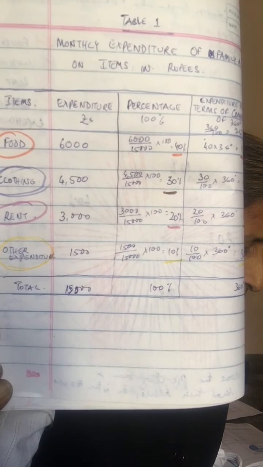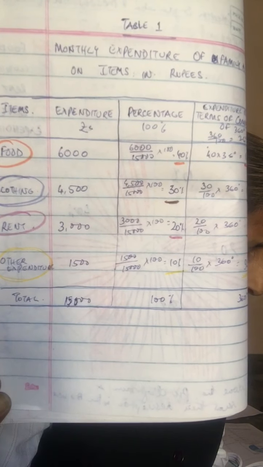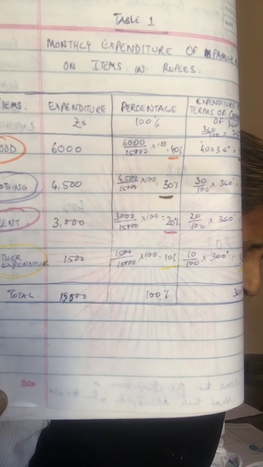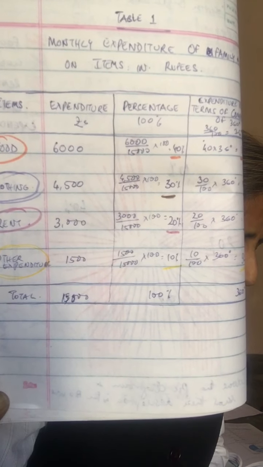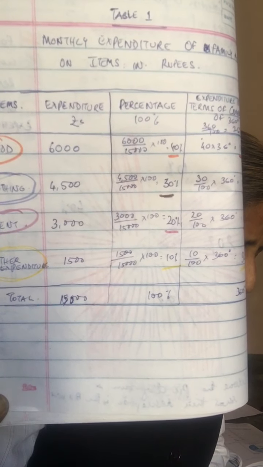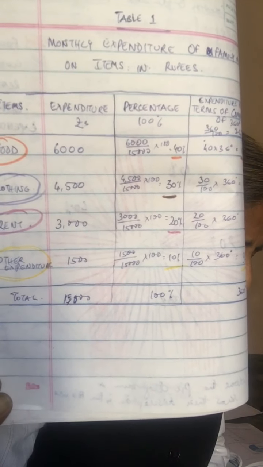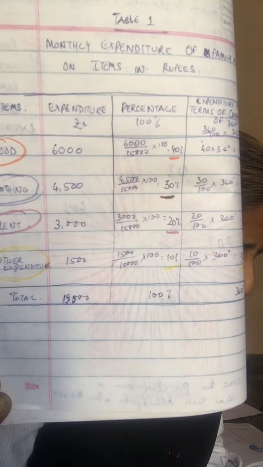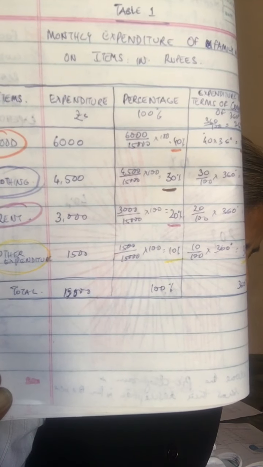Now this is the family expenditure of family A. So in food they spend around 6,000, and the total expenditure is 15,000. So out of the 15,000 they spend 6,000 on food. That works out to be 6,000 divided by 15,000 into 100. That comes to 40%. Clothing 4,500. Again we work out the percentage. It comes to 30%. Rent, again 3,000 upon 15,000 into 100. It comes out to be 20%. And other expenditure, so that is 1,500.